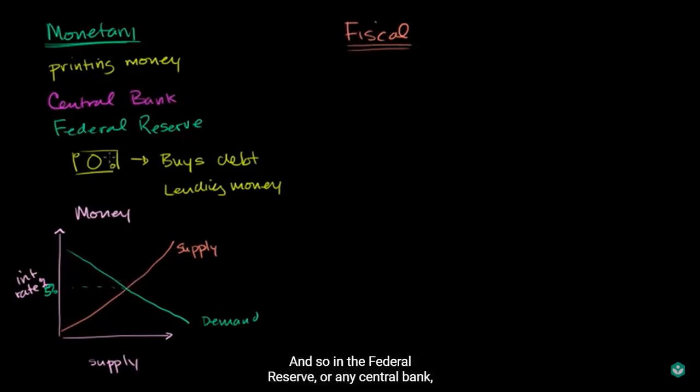And so when the Federal Reserve, or any central bank, prints money and it buys debt, it goes out into debt markets and it usually buys the safest kind of debt, but that affects all of the debt markets. When it goes out and buys debt, they're essentially shifting the supply curve of money to the right. And so at any given interest rate, you could say that there is more money. And so the supply curve might look something like that.